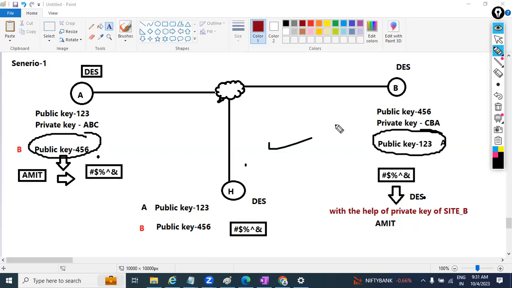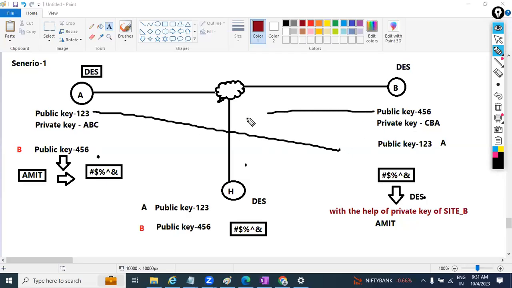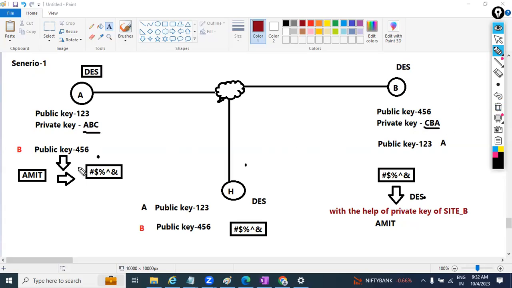Till now we haven't discussed anything about SSL. So this is one of the scenarios where we exchange public keys. We exchange public keys here, and we are using private keys for decrypting the data. So this is the reason it is secure.